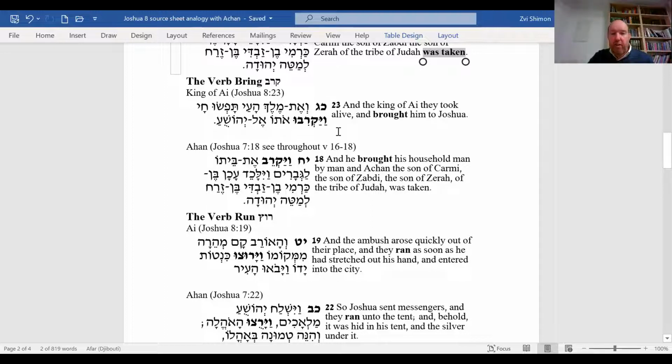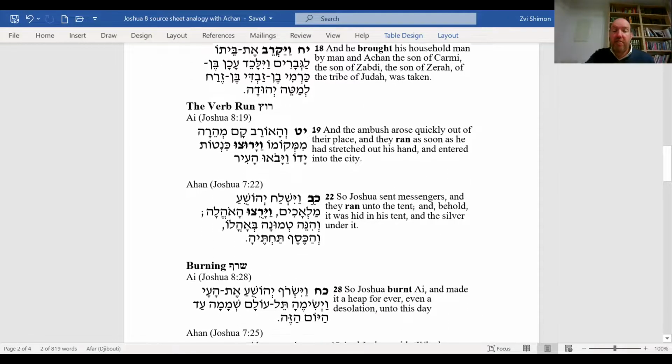They bring forth in our description the king of Ai, and the king of Ai they took alive and brought him to Joshua, Vaikrevu, just like in the description of the lots, Vayakrevet Beito Lagvarim. And they brought his household man by man, etc., etc. Similar usage of the verbs to bring people to judgment via the verb karav, to bring close.